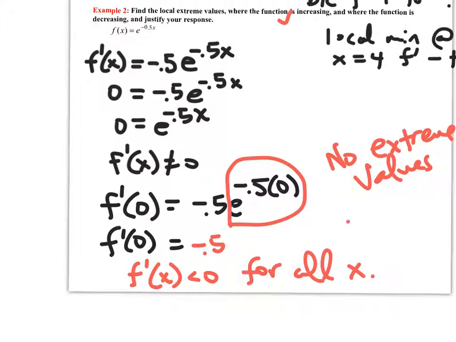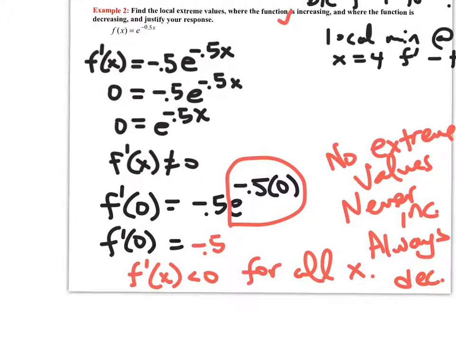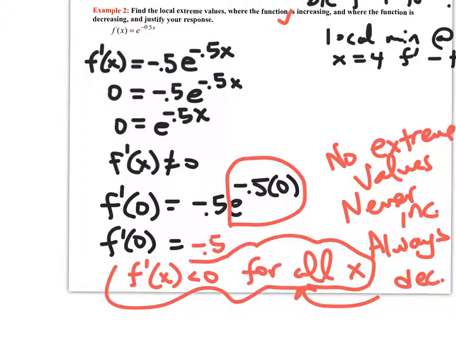Function is never increasing. Therefore, it is always decreasing, for this reason right here: f prime of x is always less than 0 for all x.